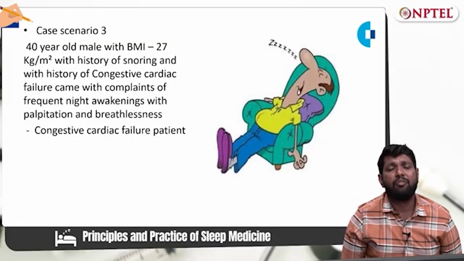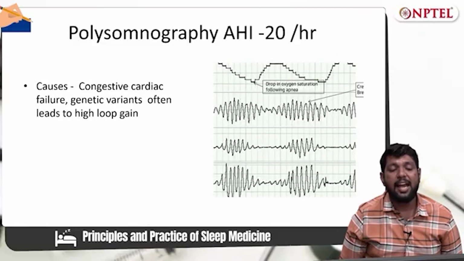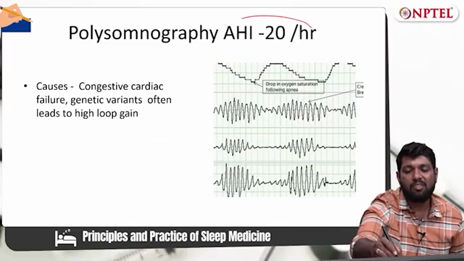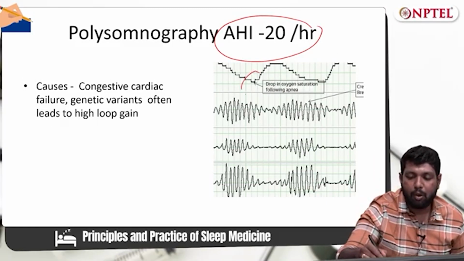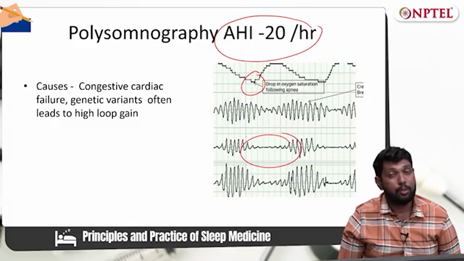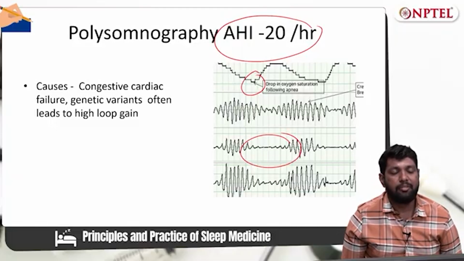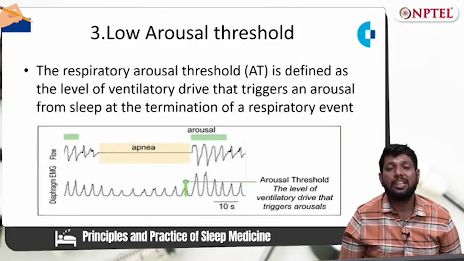In view of symptoms of OSA, the patient underwent a polysomnography. In the polysomnography, his AHI was around 20 per hour, and you could see a drop in oxygen saturation and absent airflow, that is OSA. In congestive cardiac failure patients, and in genetic variants, there is often a high loop gain, which further worsens the obstructive sleep apnea.